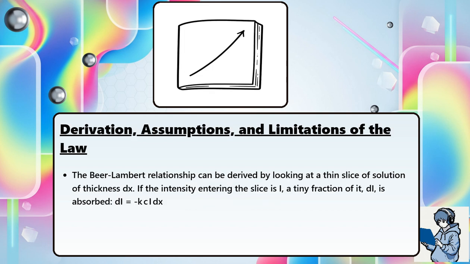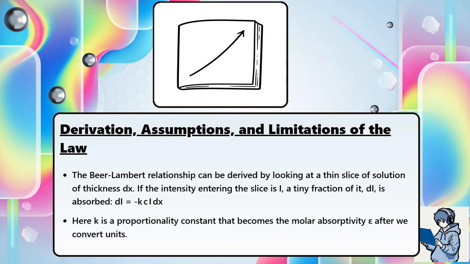The Beer-Lambert relationship can be derived by looking at a thin slice of solution of thickness dx. If the intensity entering the slice is I, a tiny fraction of it, dI, is absorbed. dI equals minus k c I dx. Here k is a proportionality constant that becomes the molar absorptivity epsilon after we convert units.